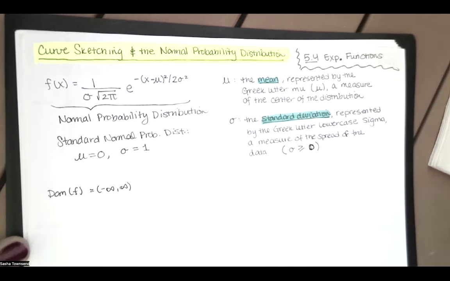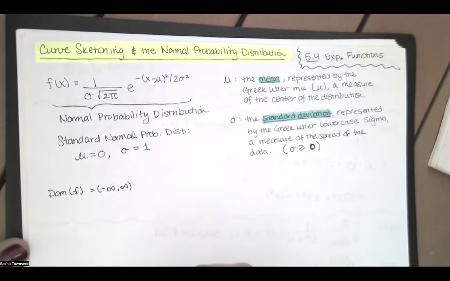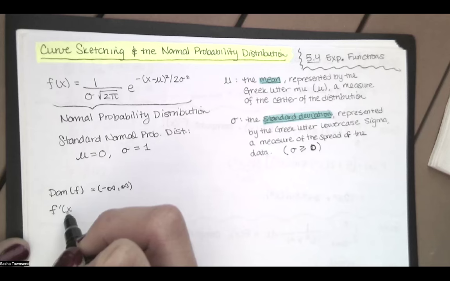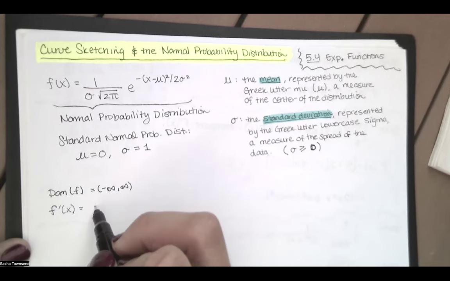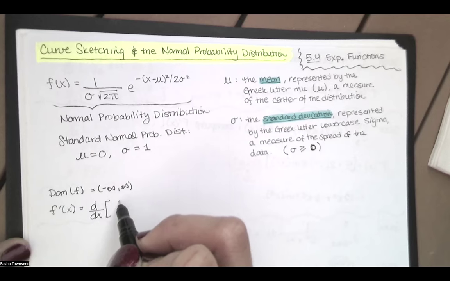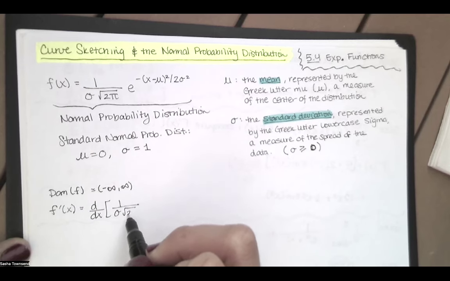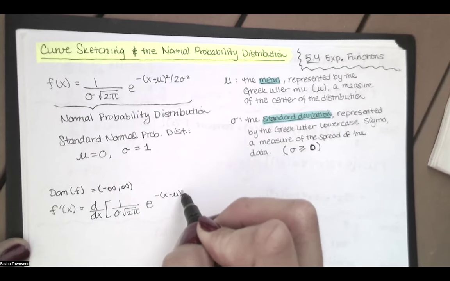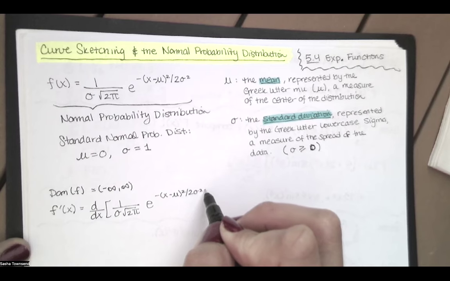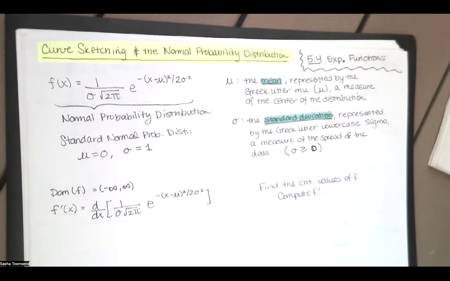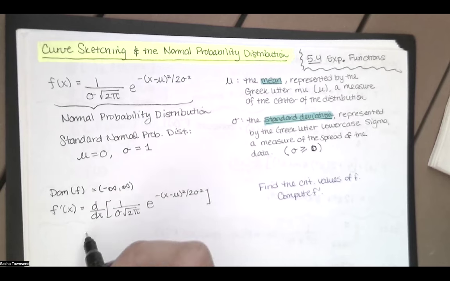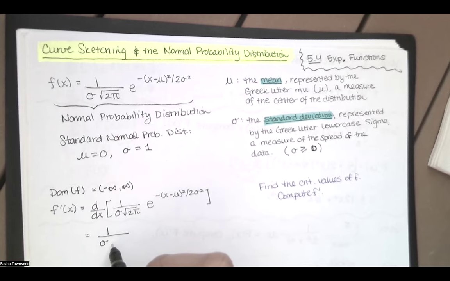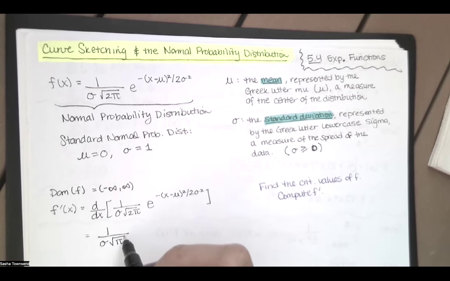And now if I want to sketch the curve, usually the first thing that we do is we find the critical values of that function. To find the critical values, we compute the derivative of f. Now we're taking the derivative with respect to x of 1 divided by the standard deviation times the square root of 2 pi, times e to this power. So the derivative of a constant times an exponential is that constant times the exponential. Oops, there should be a 2 in there.